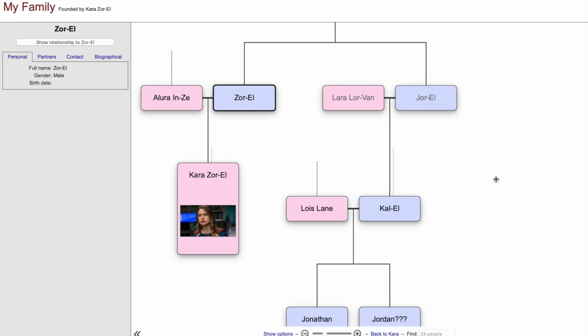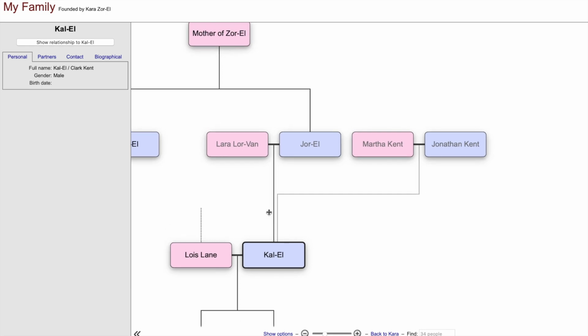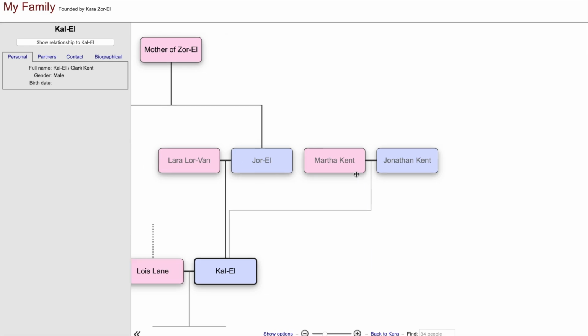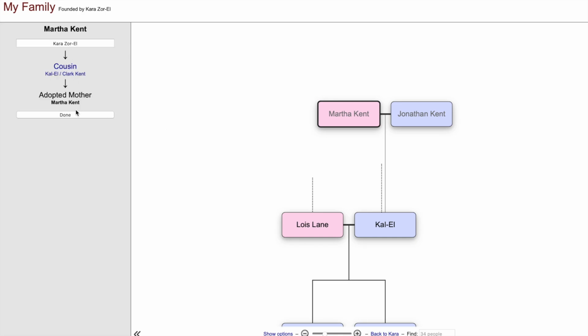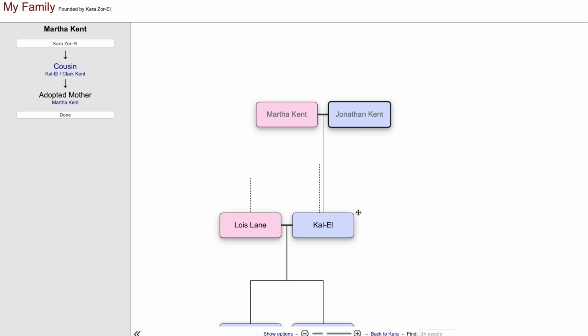So then Kal-El goes to Earth. If we click Kal-El, we have the secondary adoptive parents, Martha Kent and Jonathan Kent, over here. This is why there's this pale little line right here. They are both dead, R.I.P. But we have Martha Kent and Jonathan Kent right here. So this is the relationship pipeline. If we're seeing how Martha and Kara have any sort of relationship, it's because Kara's cousin is Kal-El, and then Kal-El's adoptive mother is Martha Kent. There we go. Same thing with Jonathan Kent. That's just how we roll over here.